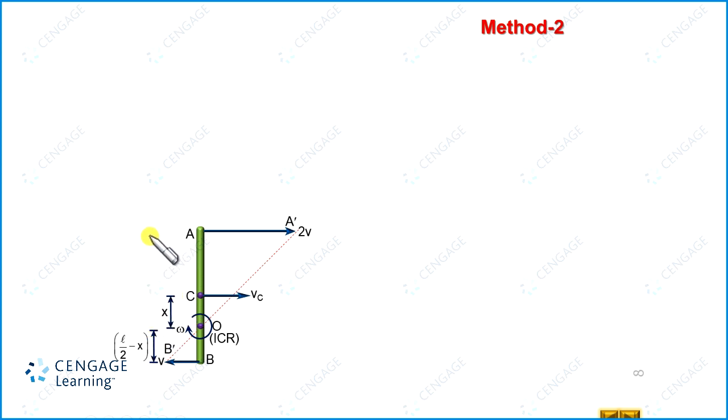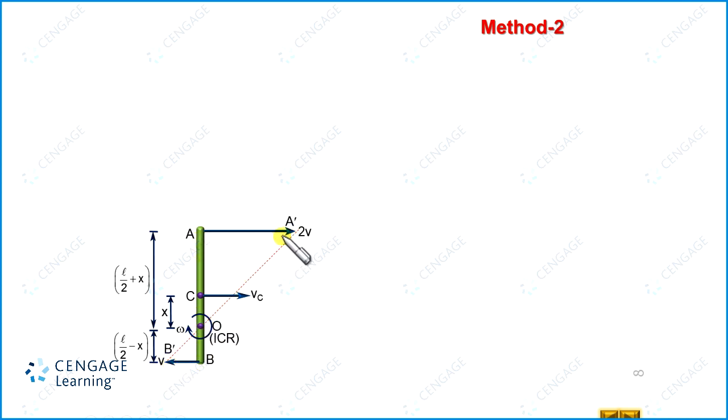So this distance should be equal to L by 2 plus x. This distance is the distance of point A from the ICR, and this distance is the distance of point B from the ICR. Now you can observe we have two similar triangles, the lower one and the top one.